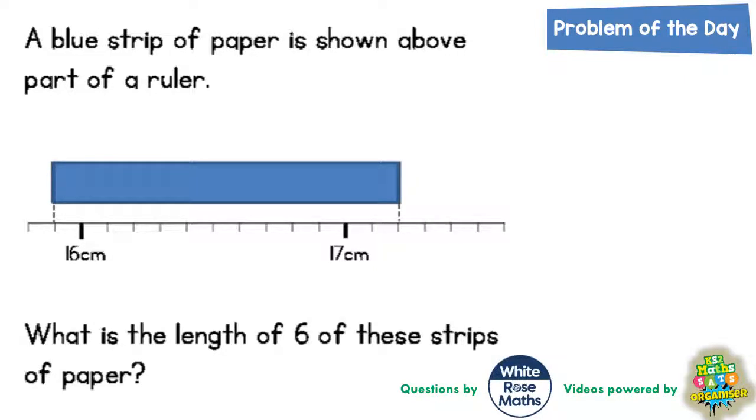And this one's all about a blue strip of paper being shown above part of a ruler. What is the length of 6 of these strips of paper?